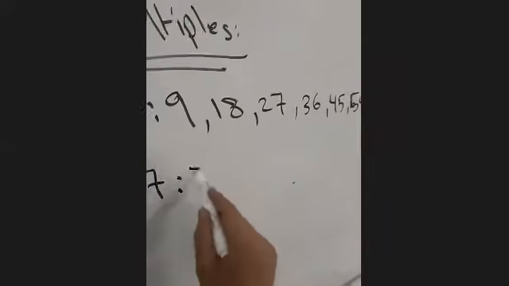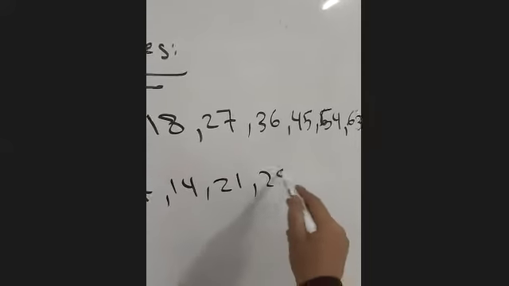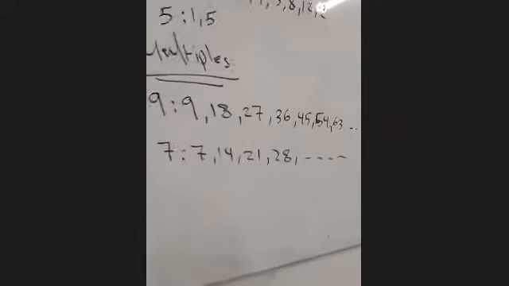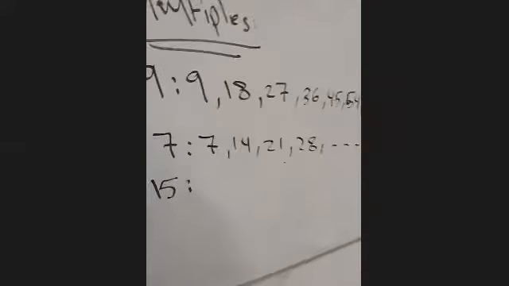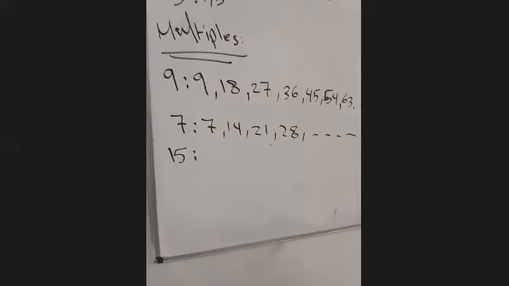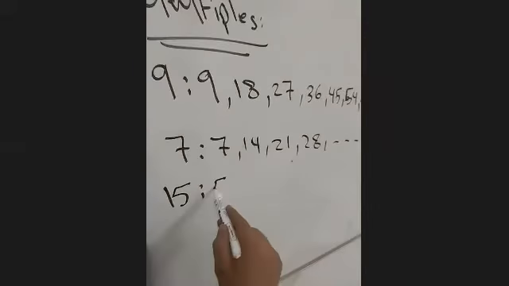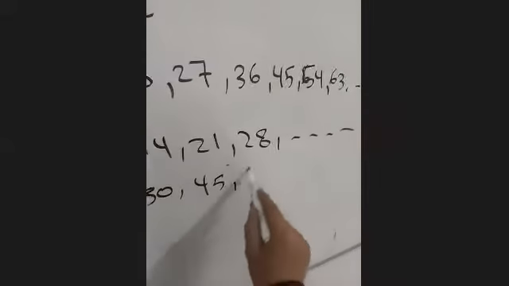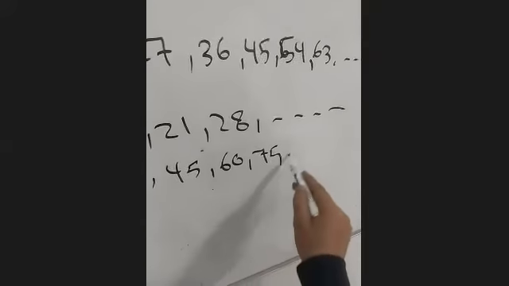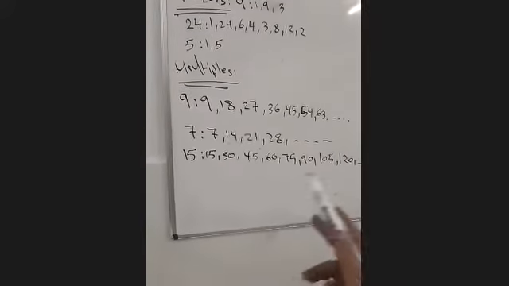For example, if I want the multiples of 7, I'll multiply normally. 7 by 1, 7. 7 by 2, 14. 7 by 3, 21. 7 by 4, 28. Forever. Also big numbers like 15. What are the multiples of 15? Also multiply by 1, by 2, by 3, and forever. 15 by 1, 15; 15 by 2, 30; 15 by 3, 45; then 60, then 75, then 90, then 105, then 120. We call these multiples.